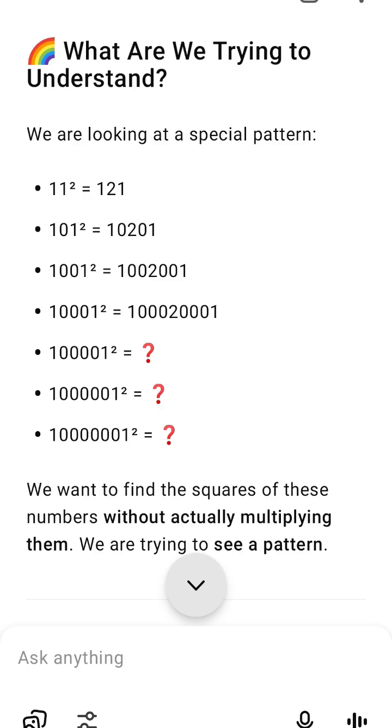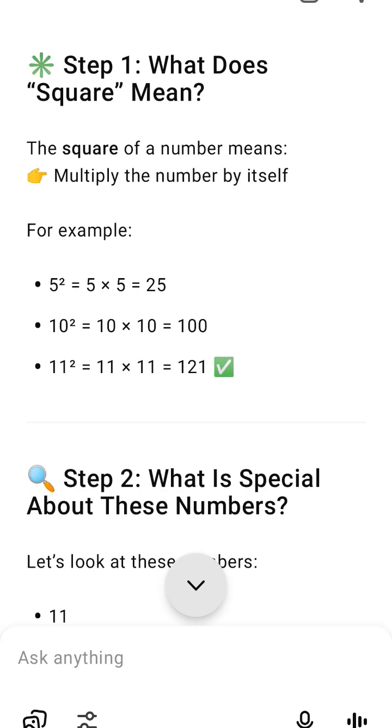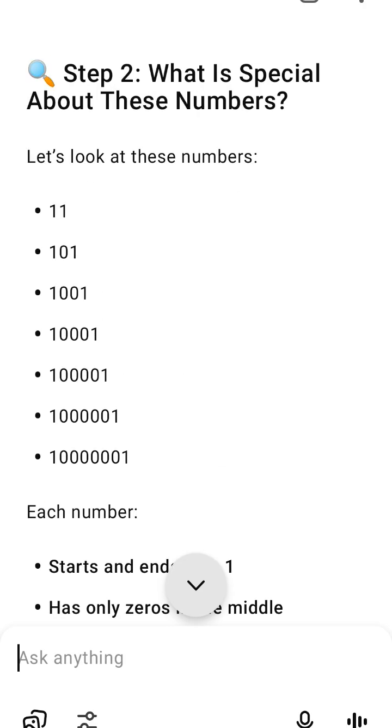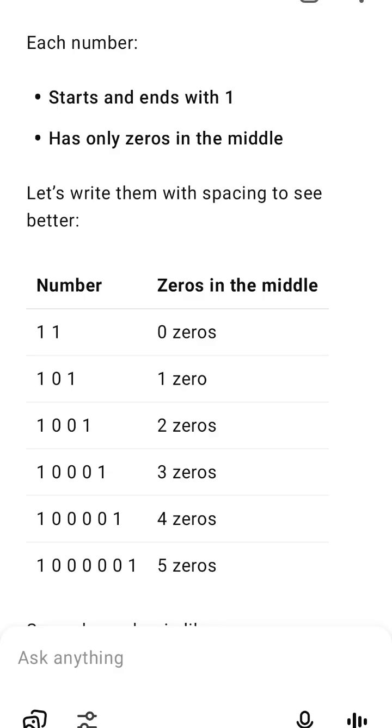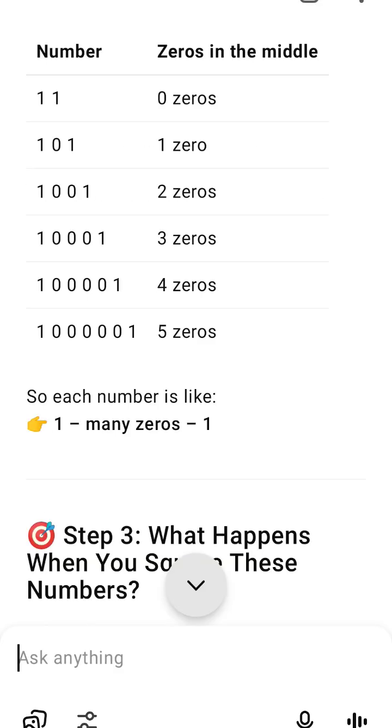Let's write them with spacing to see better. Number, zeros in the middle. 11 has 0 zeros. 101 has 1 zero. 1001 has 2 zeros. 10001 has 3 zeros. 100001 has 4 zeros. 1000001 has 5 zeros. So each number is like 1, many zeros, 1.